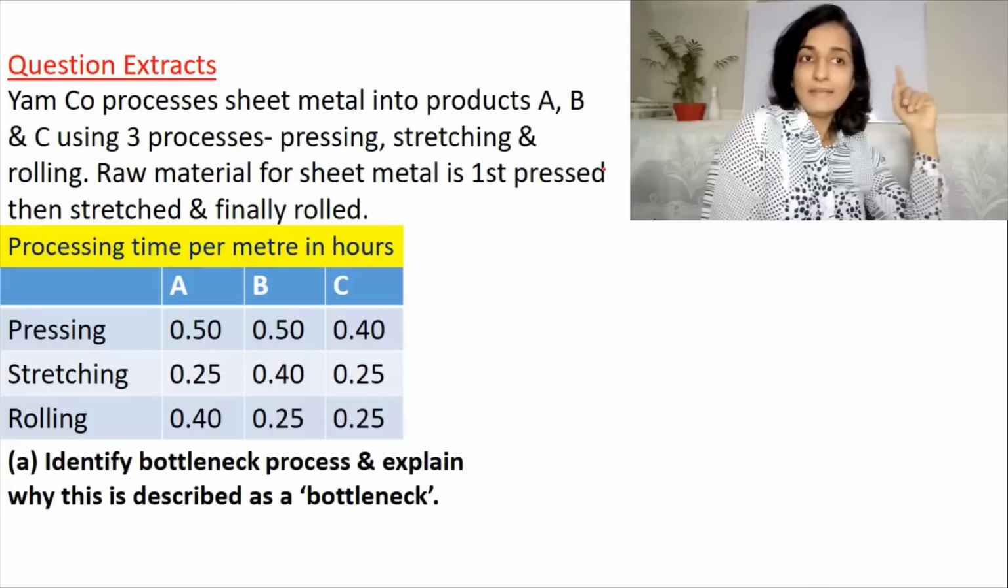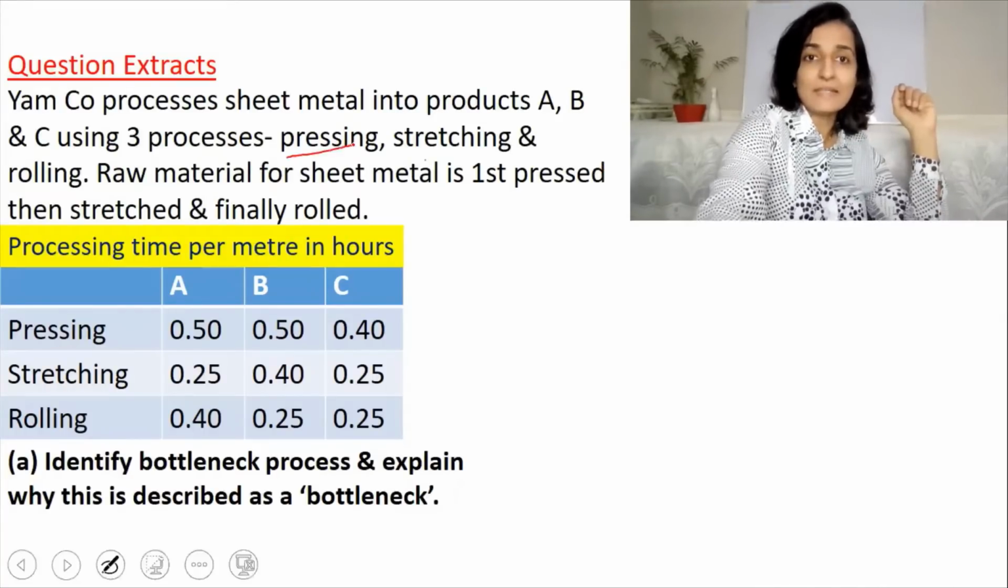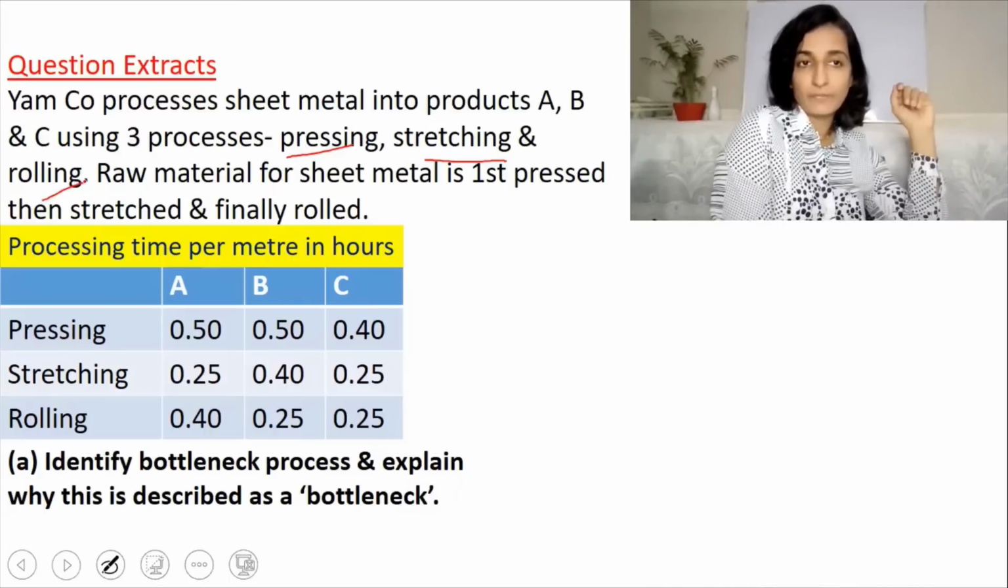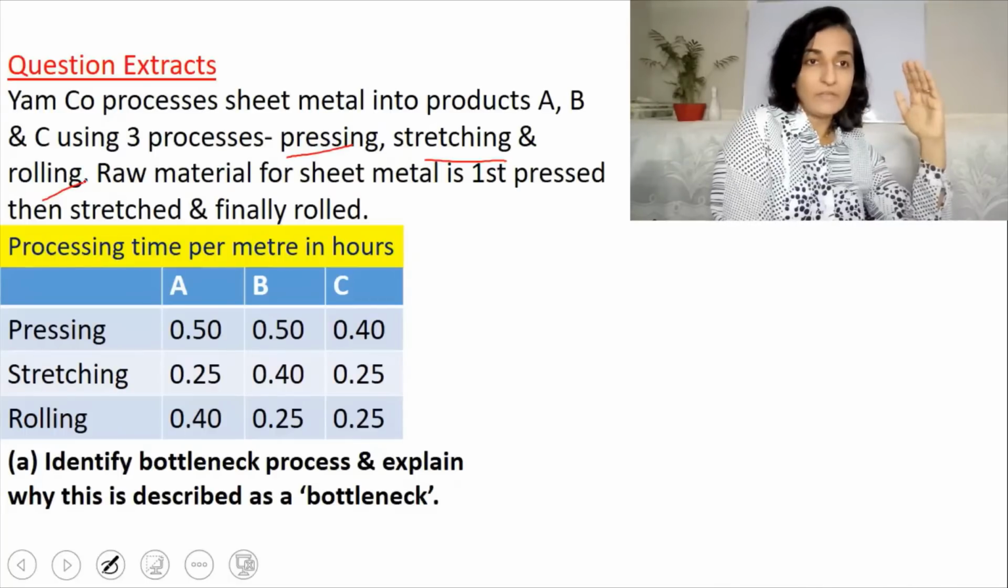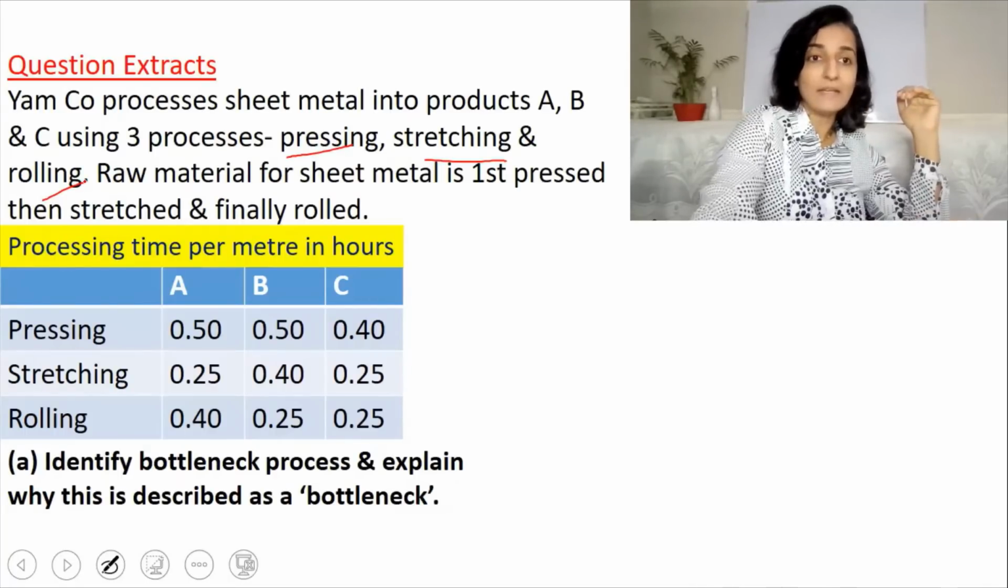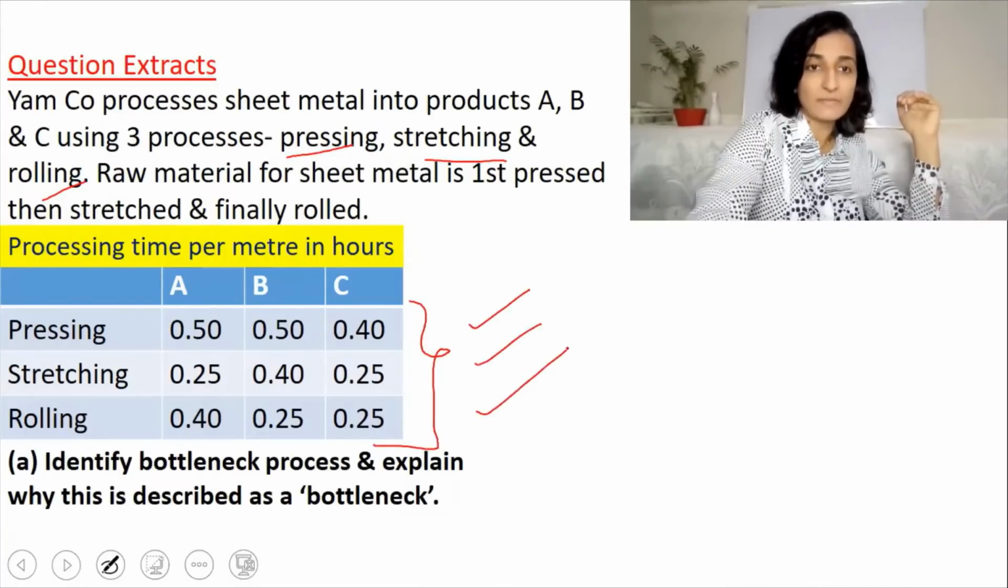In today's session, we'll be taking up a problem from the exam kit on throughput accounting, the Yam company. So let's jump right in. Yam company processes sheet metals into products A, B, and C. So there are three products using three processes: pressing, stretching, and rolling. Raw material for sheet metal is first pressed, then stretched, and finally rolled. They have given the processing time per meter in hour for each product in each process.